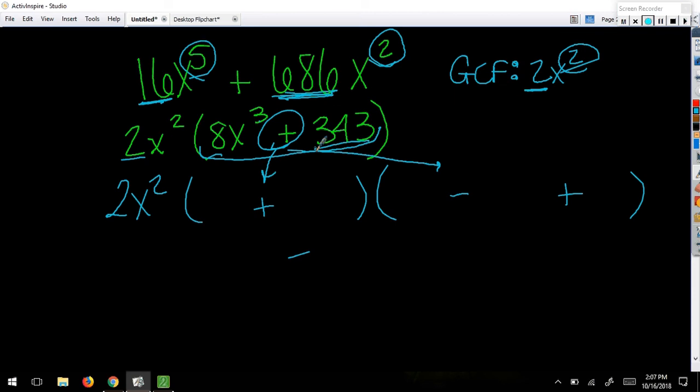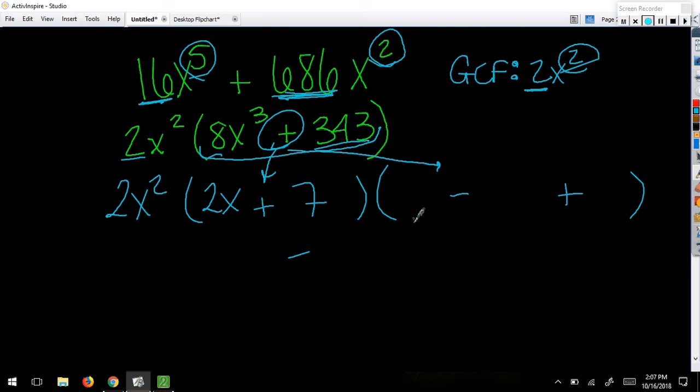Is it 2 or 2x? 2x. Since it's got 3 x's there, I need to include the x. That 3's come back here. That's correct. So it always goes outside. How about the second spot in the little parentheses? 7. Okay.